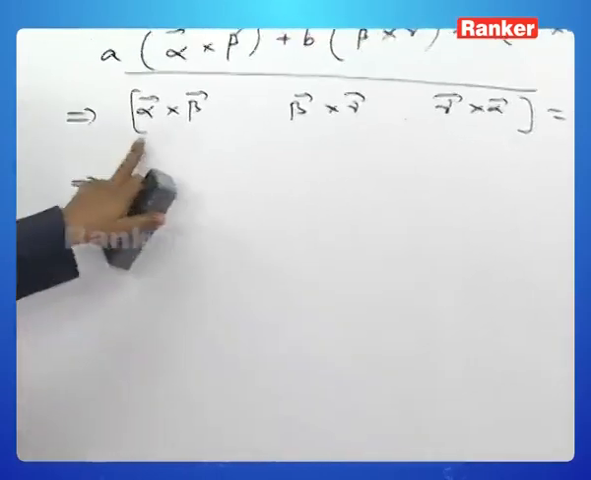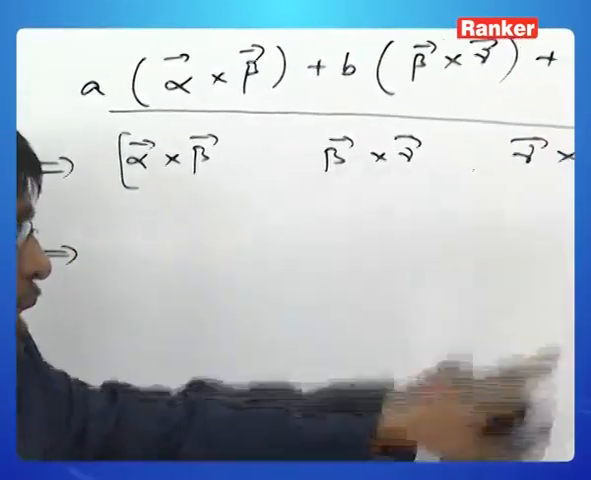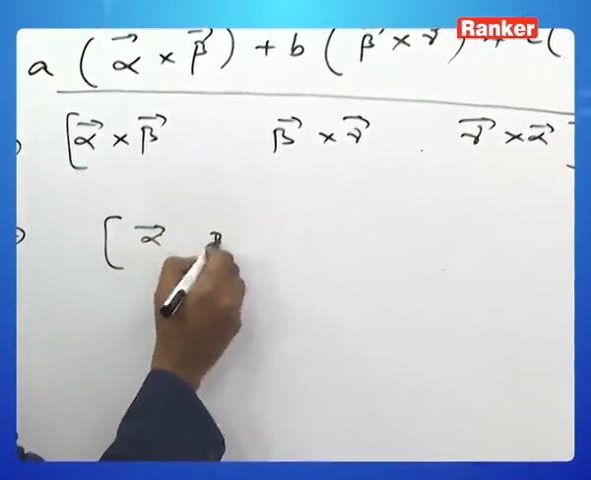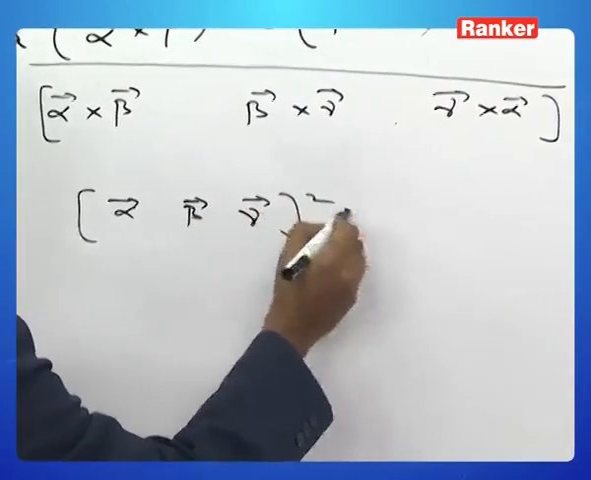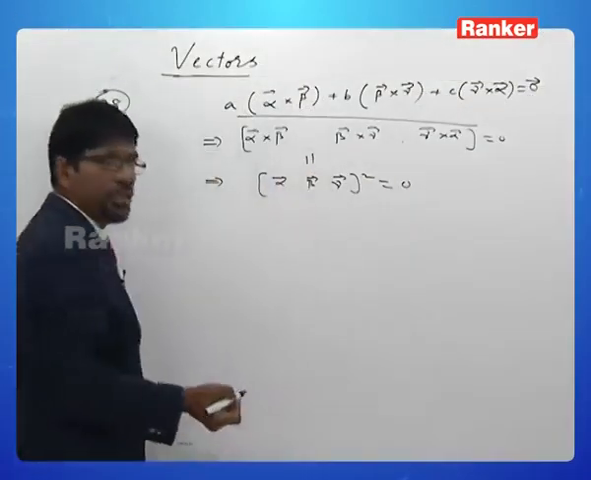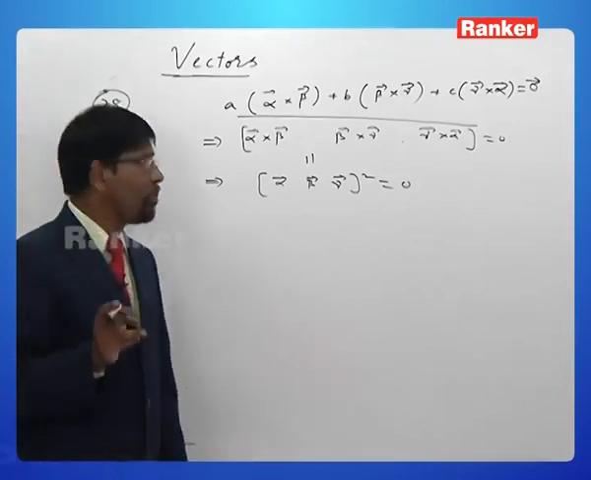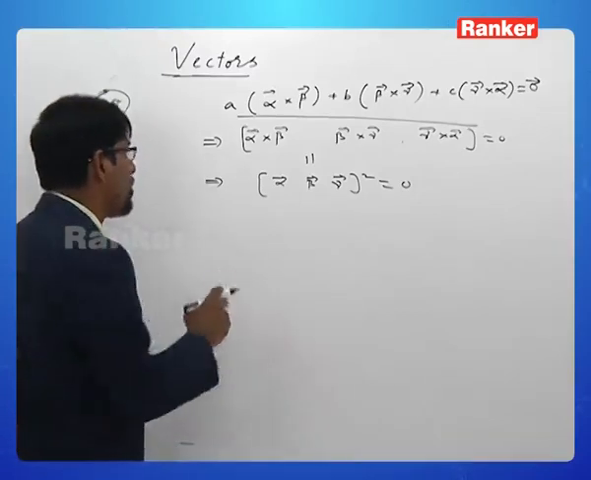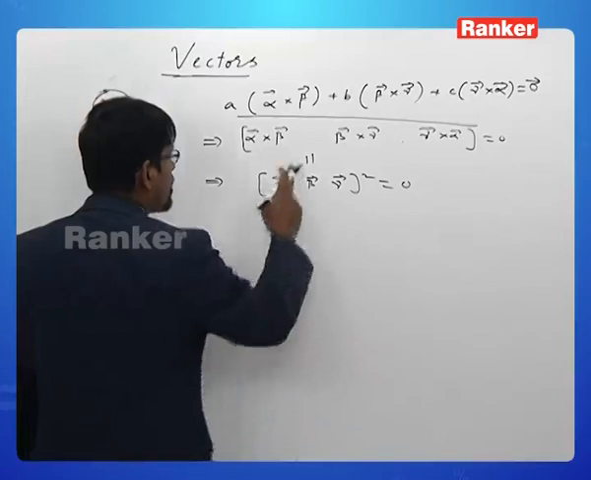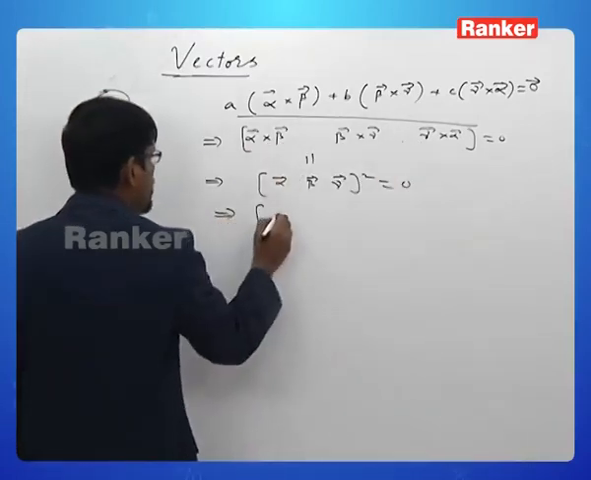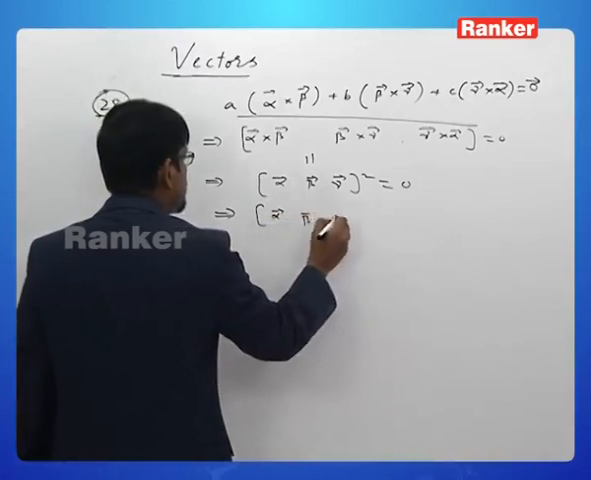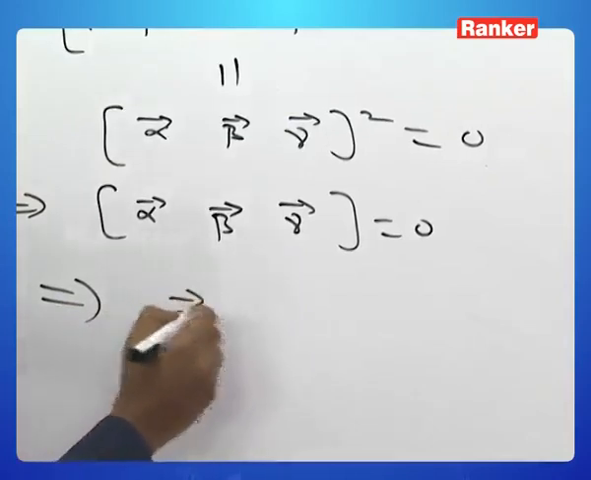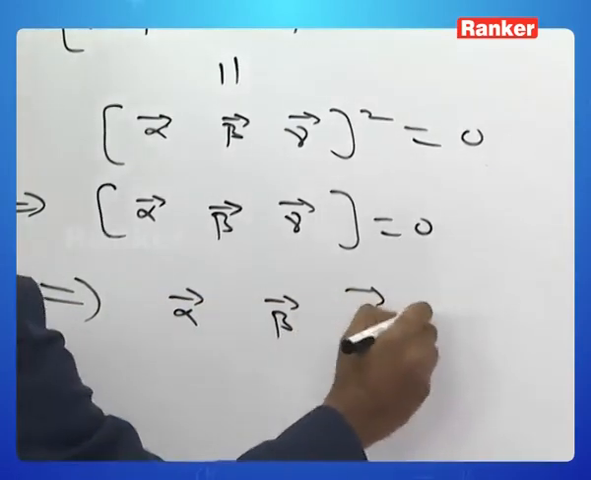But we know that the box product of alpha cross beta, beta cross gamma, gamma cross alpha is nothing but box of alpha beta gamma whole square, which is 0. This is again a result that you got to keep in mind. So the box product of alpha cross beta, beta cross gamma, gamma cross alpha is nothing but the box of alpha beta gamma whole square. Whenever this is 0, it means that the box of alpha beta gamma is also 0, which in turn implies that alpha beta gamma are coplanar vectors.